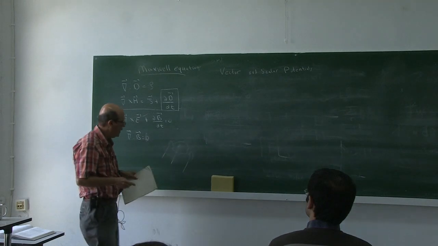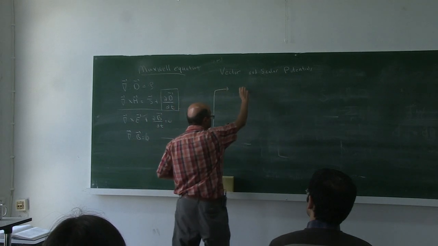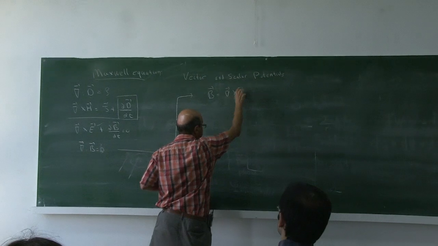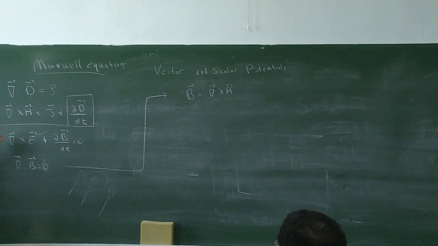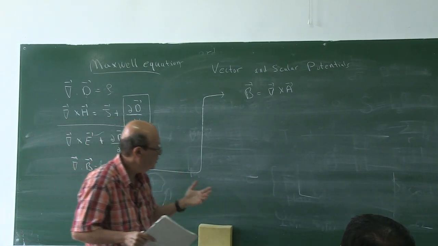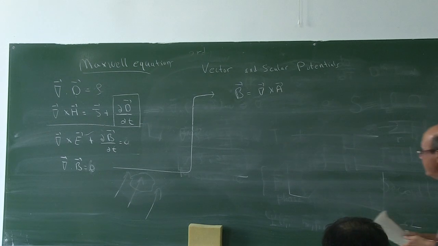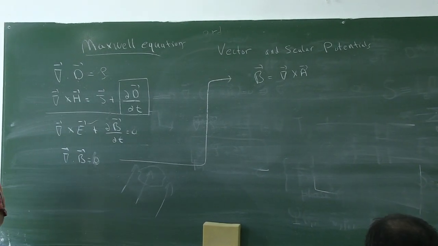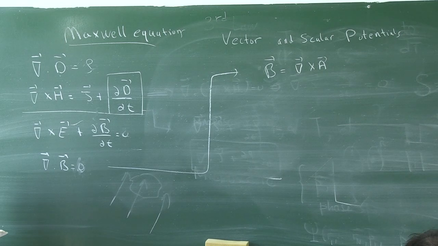So B could be what? The answer is easy. If you define B as a curl of A, the divergence of the curl of A will be 0. Like here, the divergence of curl of H is 0. This is mathematical: if you have a vector and take the curl and then the divergence, that will be 0. Therefore, you can generate B as a curl of something, and that something is the vector potential.